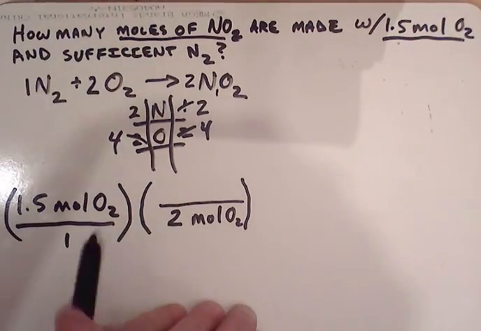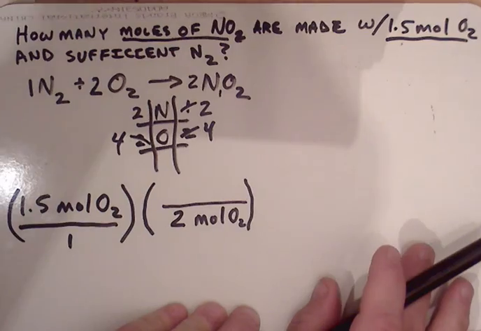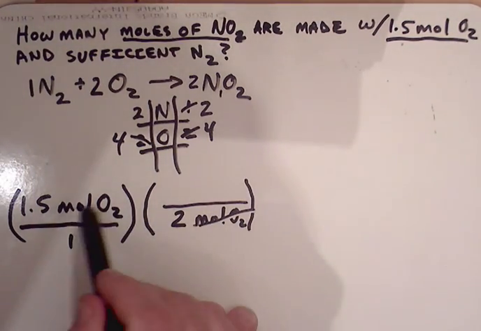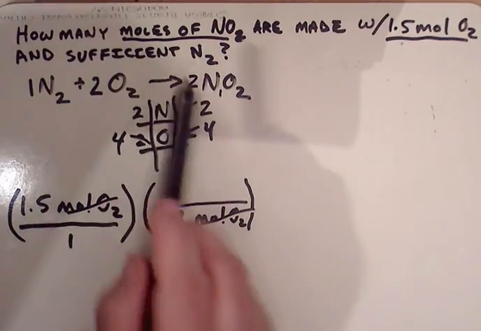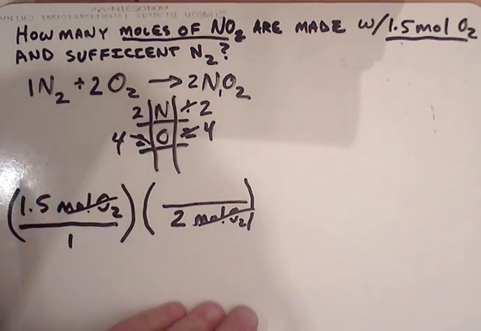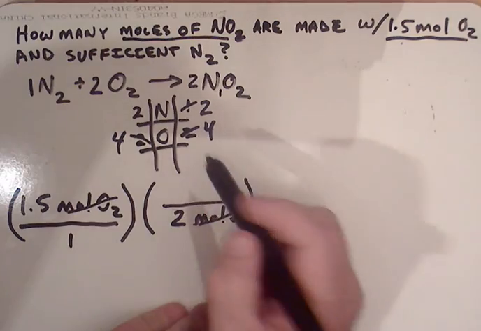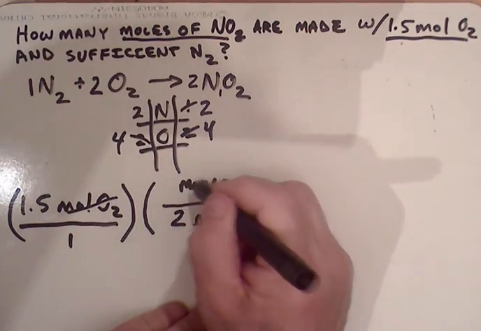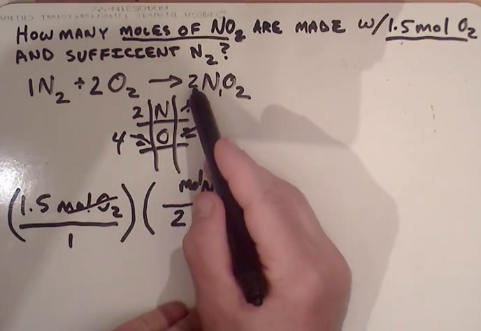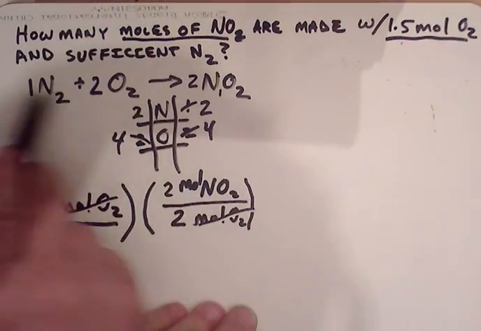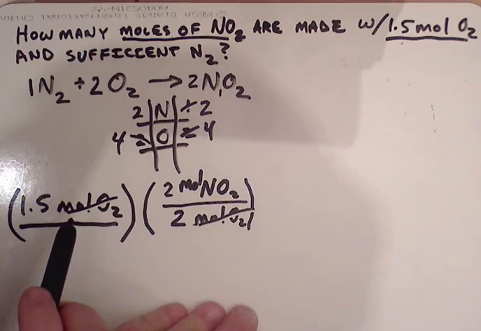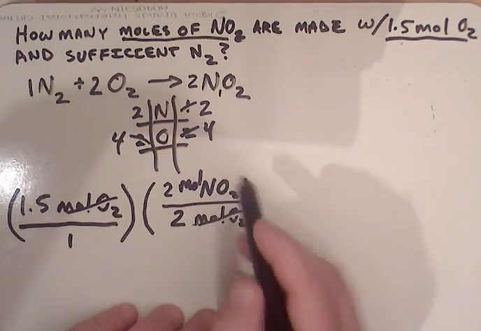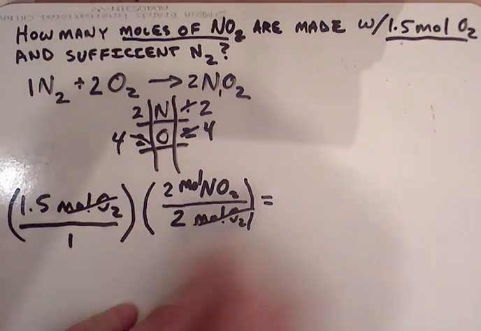So we've now got rid of the moles of O2, and we want to find out how many moles of NO2. So we're going to write NO2, and we're going to write moles, and we're going to have how many? 2. Why? Because it says it right in our chemical equation. So now we have moles of NO2, and the rest is math.